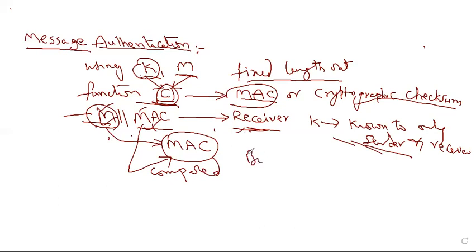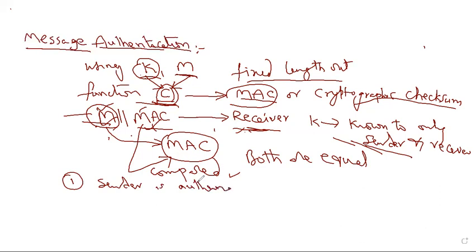If both are equal, meaning the received MAC code and the MAC code generated by the receiver are equal, then the receiver feels that the sender is authorized. This is the first assumption, authorized. And the second assumption is that the message is not updated. If the message is updated by the criminal or attacker, then he gets a false MAC, right?